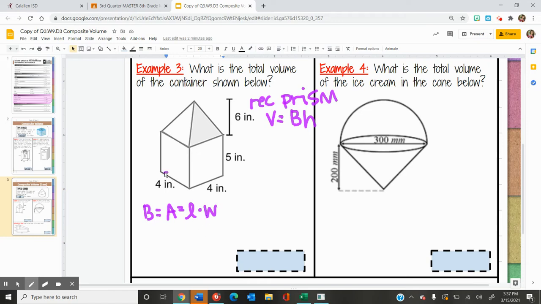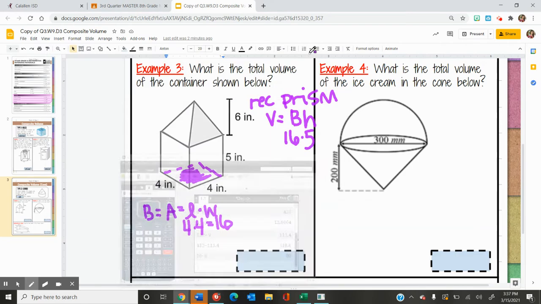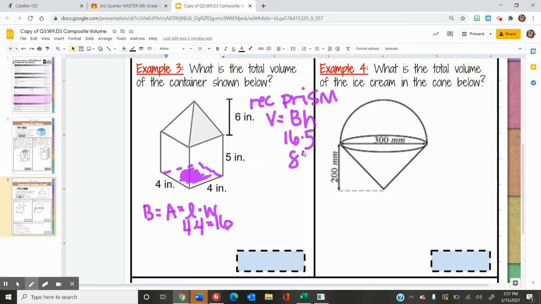So the length and width, remember this would be my base here. My length is 4 times the width is 4, and 4 times 4 is 16. So my volume is 16 times the height of my prism, which is 5. So in my calculator, 16 times 5 tells me that my volume is 80. And then now I just need to find the volume of my square pyramid.